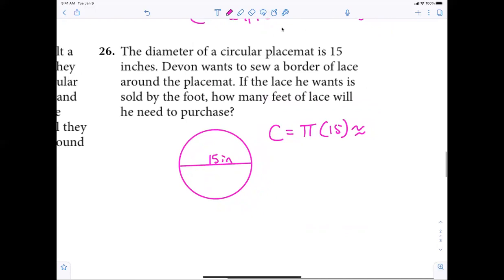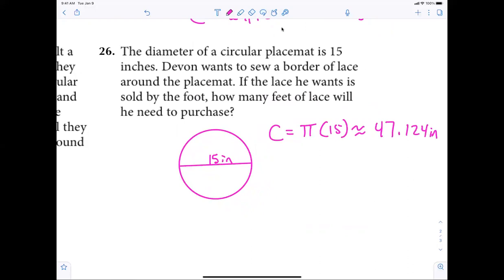48 what? 48 inches. Yes, you would want 48 point what? It's not exactly. 47.123. I want it rounded. I don't care what they're saying. I'm telling you what's important. I said round to three decimal places. Yeah, about 47.124. Inches.